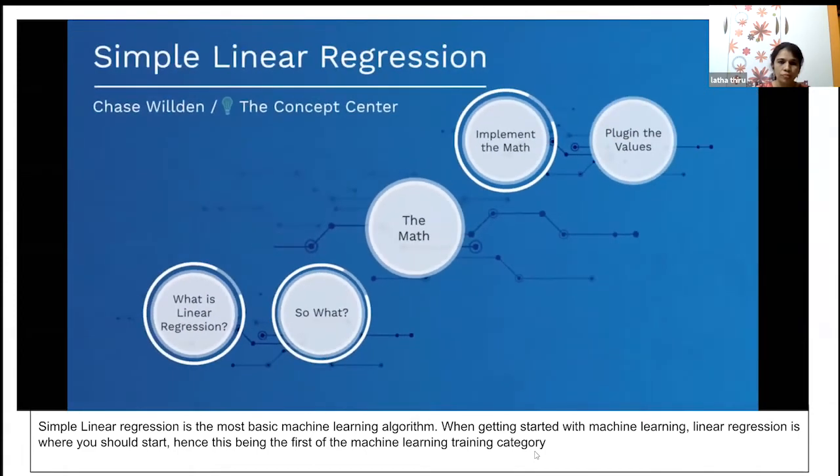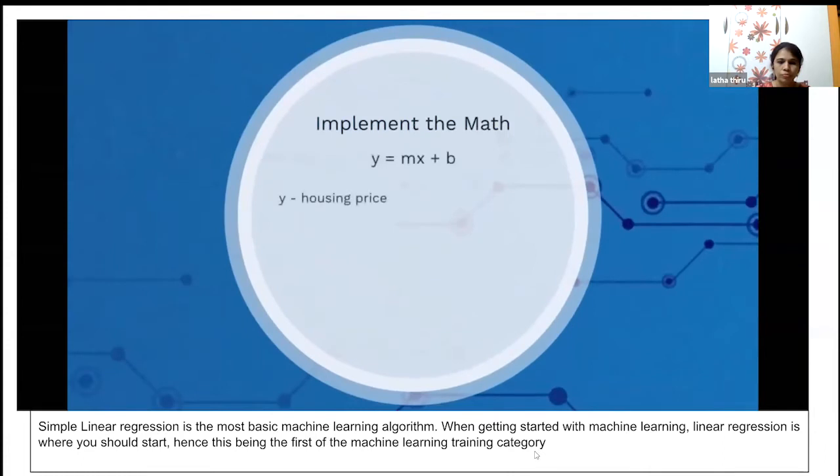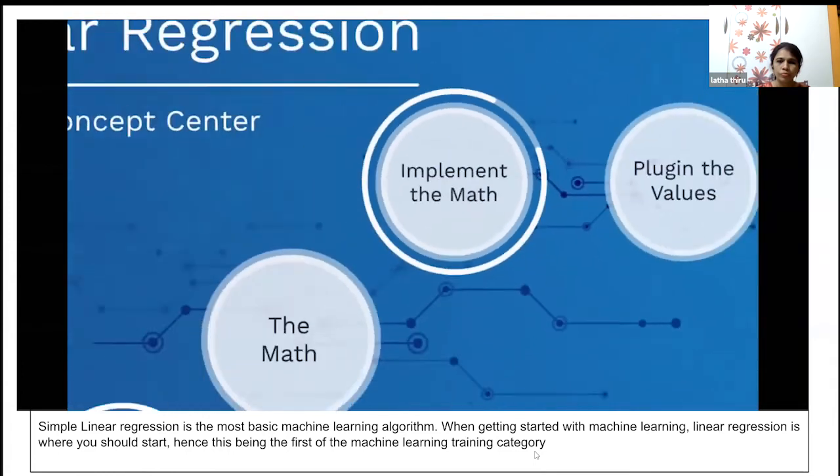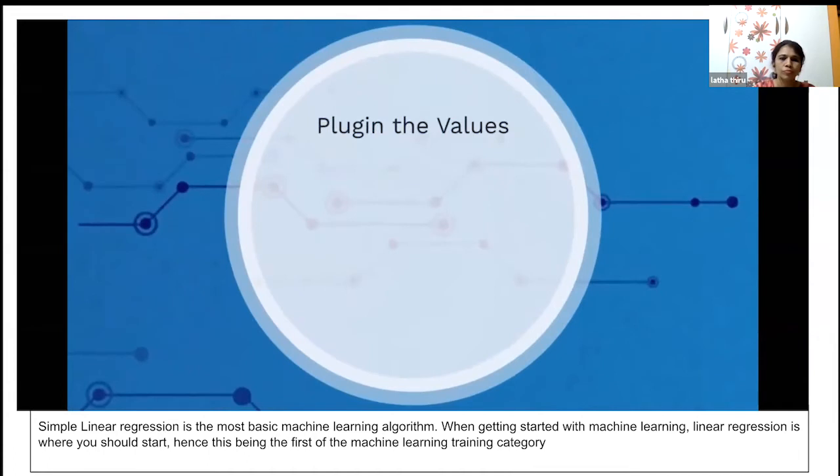Let's go ahead and implement this math equation. Well, Y is the housing price. Since we are trying to predict the housing price, that is Y. M, which is the slope, is going to be the 236 average square footage value. X is the square footage input, and B, the bias, is going to be 0.